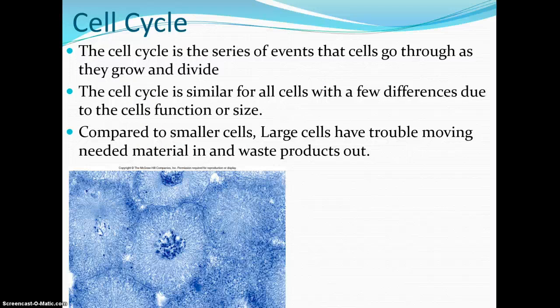Okay, cell cycle. The cell cycle is a series of events that cells can go through as they grow and divide. The cell cycle is similar for all cells with a few differences due to the cell's function or size. Compared to smaller cells, larger cells have trouble moving needed materials in and waste products out. So the smaller cells are going to have an easier time, where the larger cells are going to have problems getting that waste out and materials in.